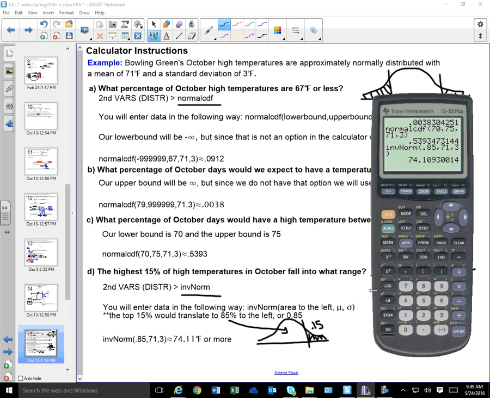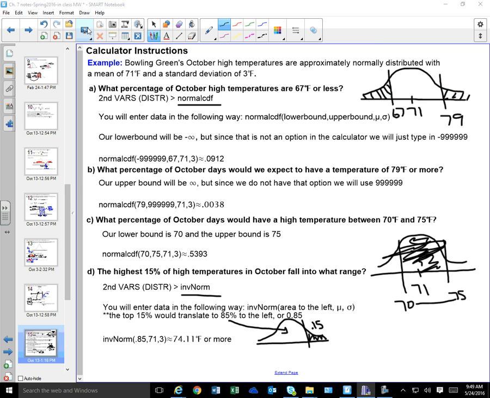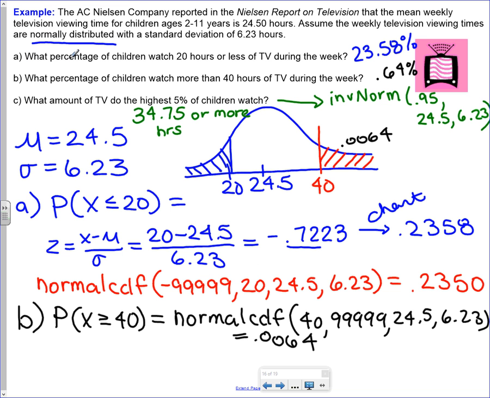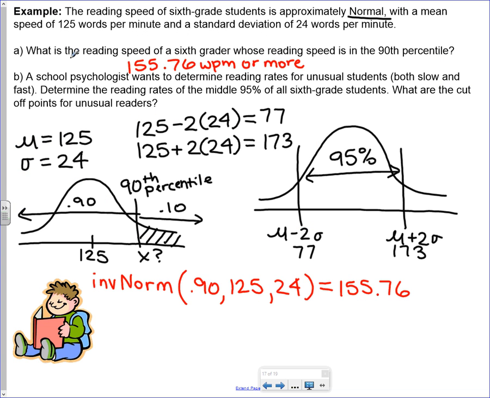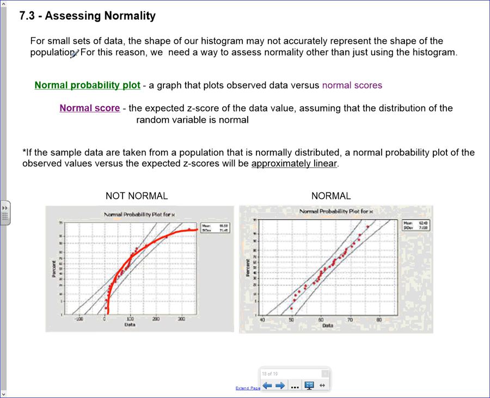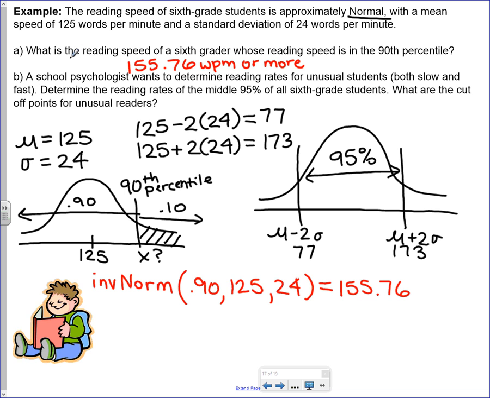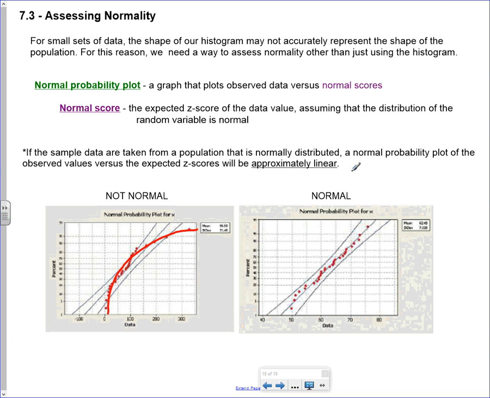So that one definitely saves you time if you use that instead of doing it by hand. So I definitely like using the inverse norm on the calculator. Okay, then we have a few more examples to go through how to use the normal CDF and the inverse norm, just some other situations. 7.3 is about assessing normality.